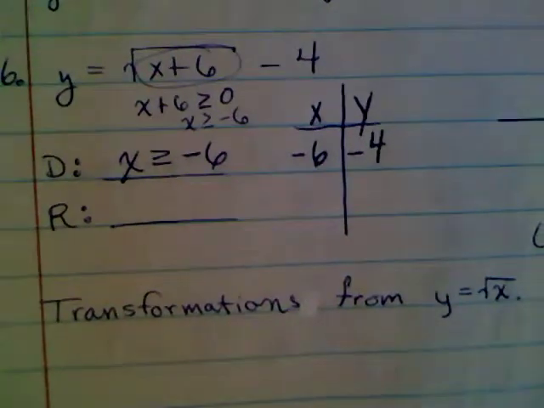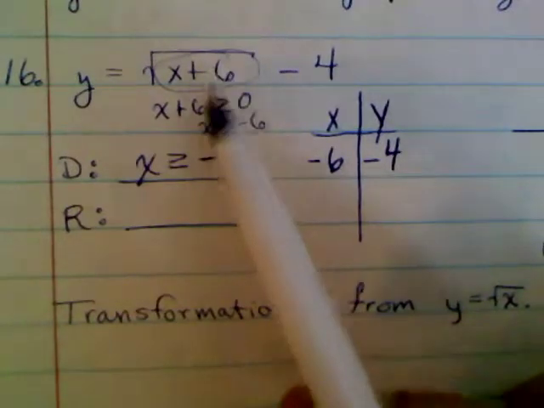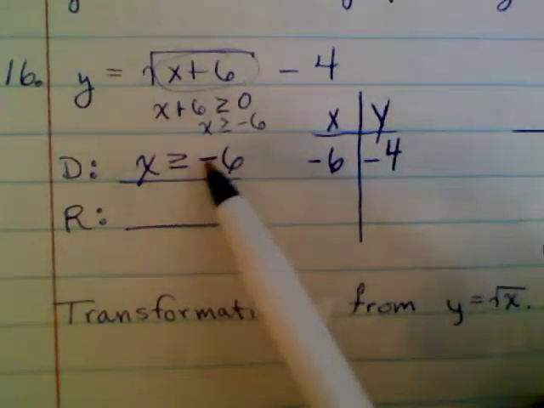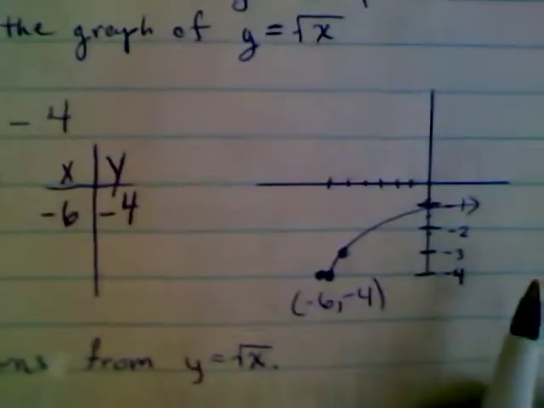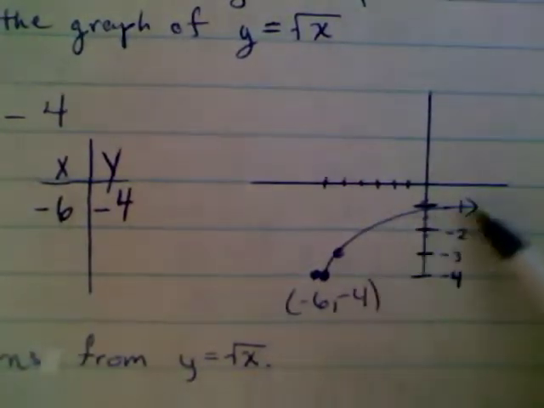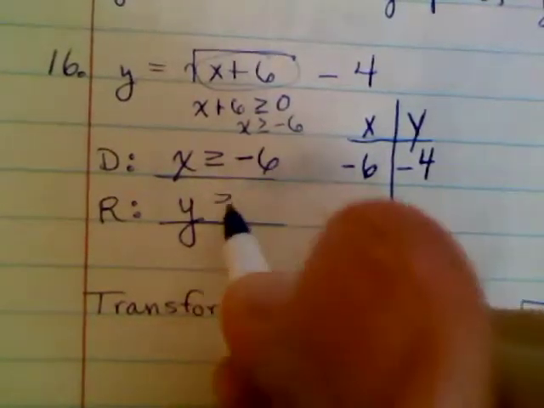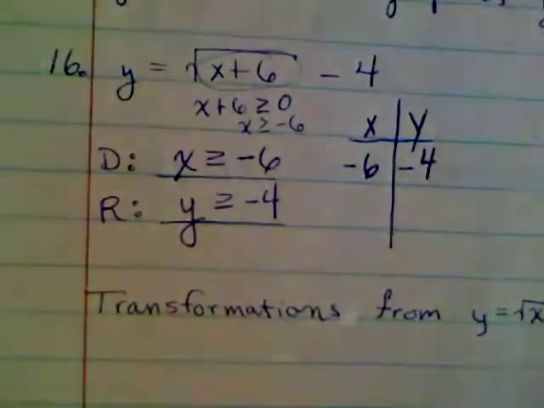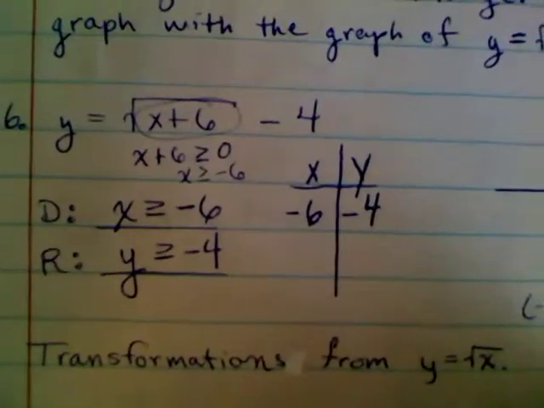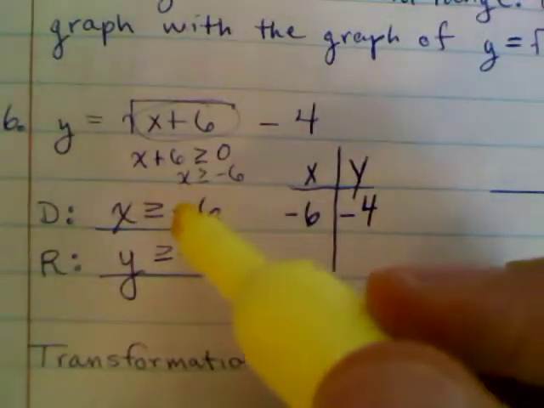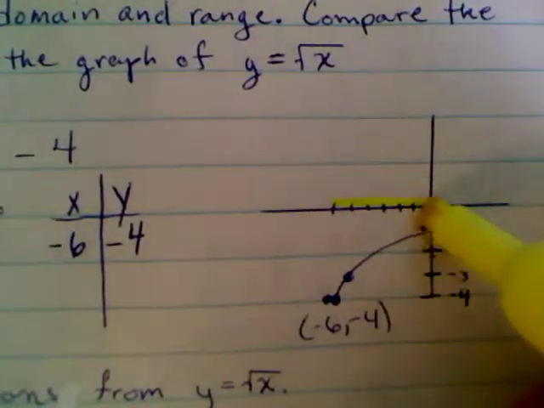Okay? And your range are all the y values that you would get with the respective x values that you plug in. So if I substitute in a negative 6, I get negative 4. And what you see is this graph is going upwards. So the range is actually all the y values that are greater than or equal to negative 4. All right. The domain is x greater than or equal to negative 6.